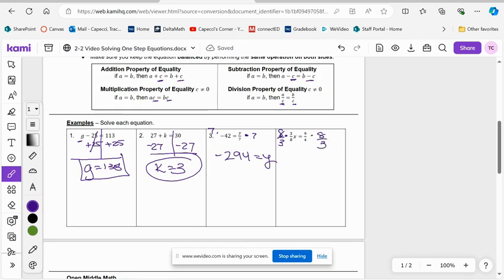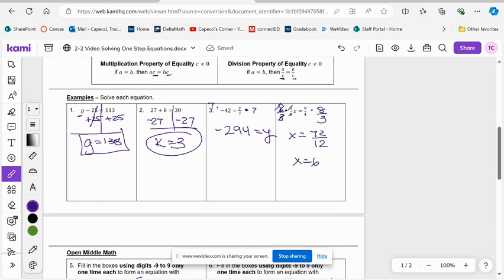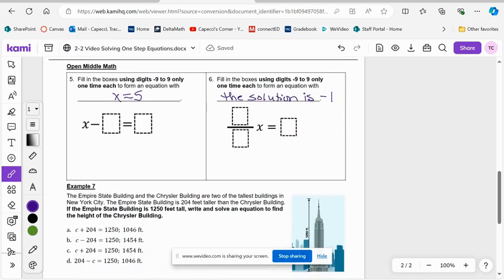Whatever I do to one side, I do the other side. This will all simplify, which is why we do the reciprocal. And then when I multiply that across, if I just want to do it in my head, I get 72/12. That simplifies to 6, or you can simplify before you multiply. Okay, let's move on here.